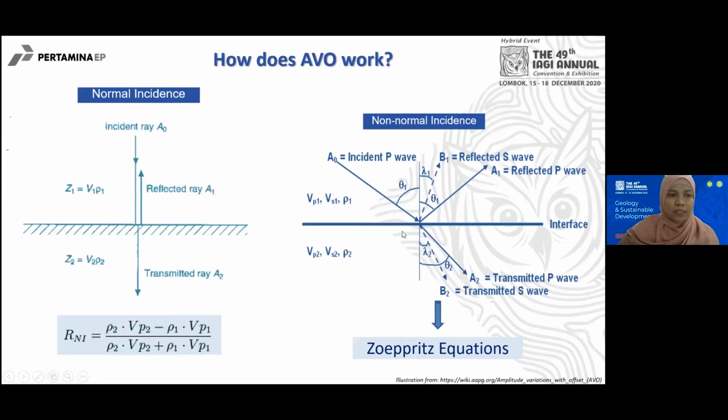How does AVO work? When we have a normal incident where the ray comes into a boundary of two layers at a zero angle, we will have coefficient of reflection, which is the difference of the two impedances over the summation of the two impedances. However, when we have a non-normal incidence, or the angle of incidence is not zero, the coefficient of reflection is more complicated to estimate.